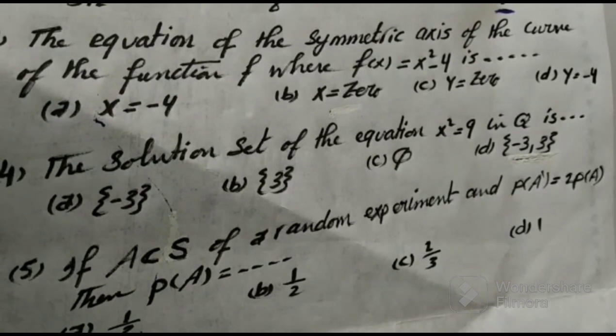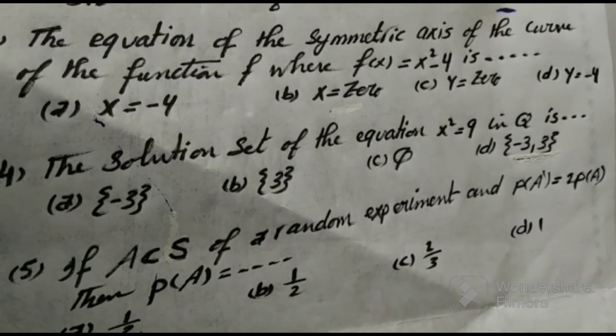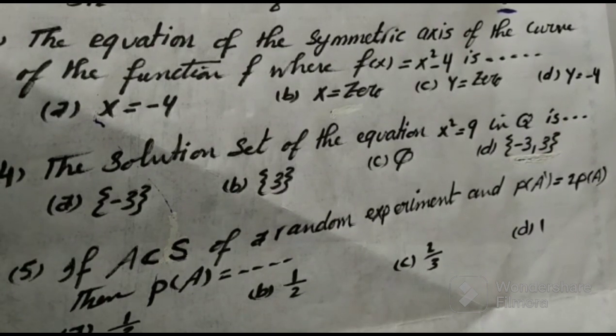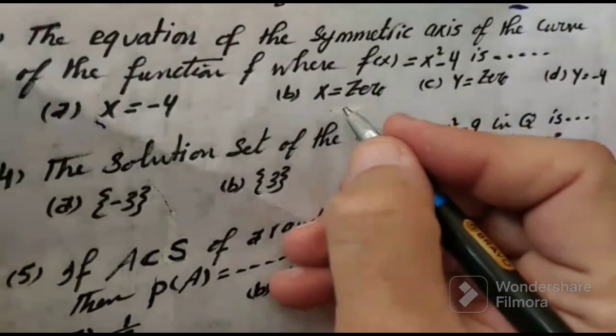The equation of the symmetric axis of the curve of the function f, where f of x equals x squared minus 4, is. Here we put f of x equals 0 and factorize x squared minus 4 into two brackets, x minus 2 and x plus 2. Then the curve intersects the x-axis at 2 points, 2 and negative 2. The intersection point with the y-axis is 0. Therefore, the symmetric axis of the curve is x equals 0, and the choice is x equals 0.